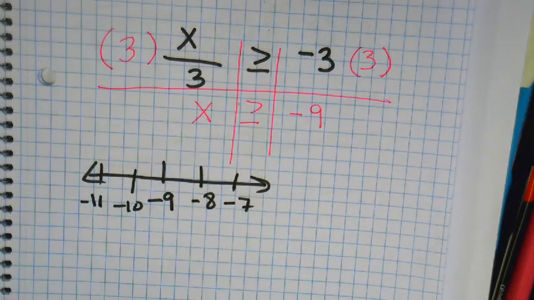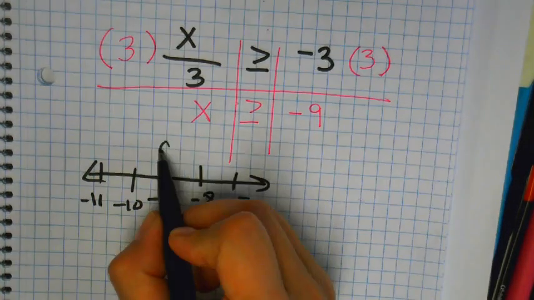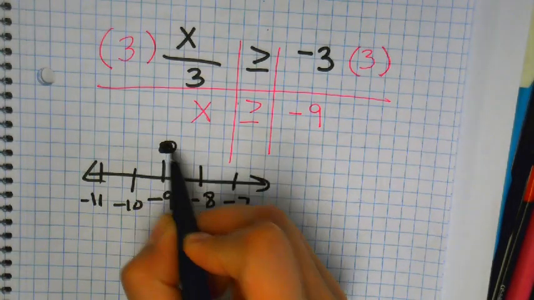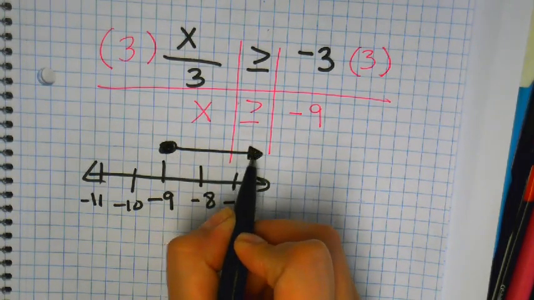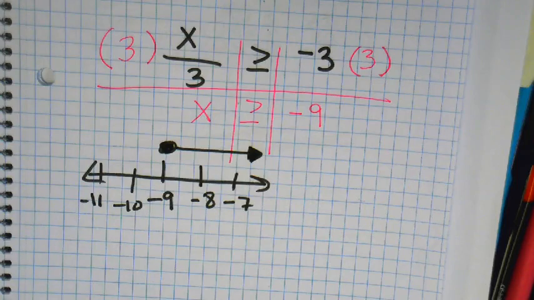Open or close circle? Close. Yes. Negatives are just like decimals.